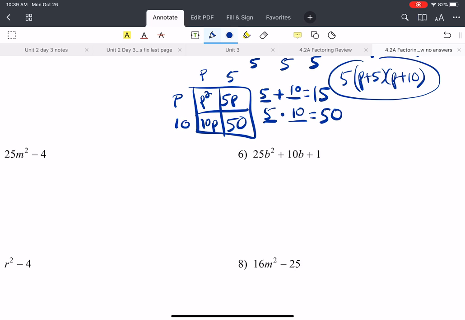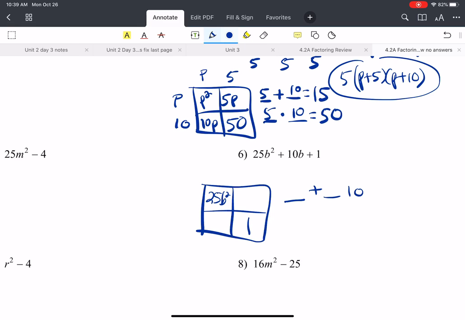Okay, so we're going to start like normal, and we're going to put in our 25b squared and our 1. We always put those pieces in. Now, for the first part of our puzzle, it's the same. I'm still going to add to the middle number. Okay, it's the second part that's going to be different.